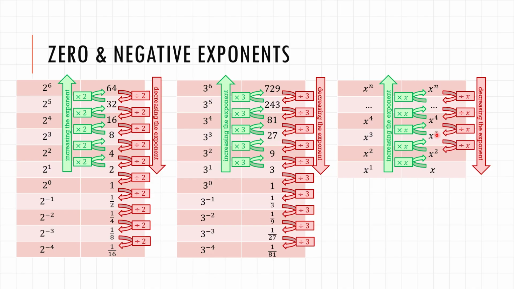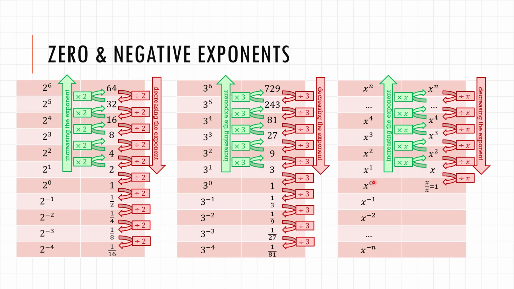The exponent dropped by 1. Divided by x again gives us x squared. Divided by x again gives us x to the power of 1, which is just x. And if we go to x to the power of 0, how do we get this? Well, if we start at x and we divide it by x, what do we end up with here? One thing to note is any number divided by itself is always equal to 1. And so no matter what x is, x to the power of 0 will be 1.